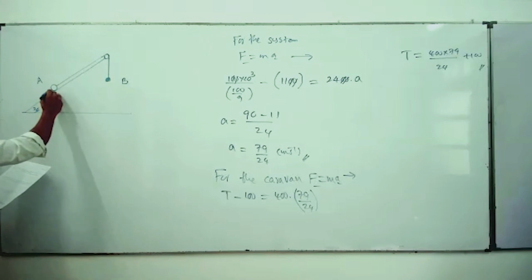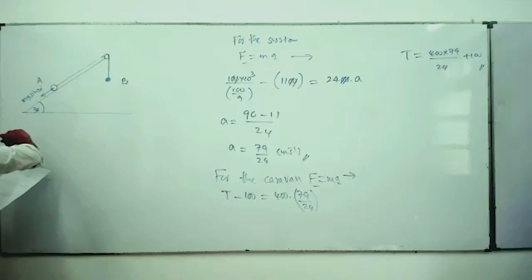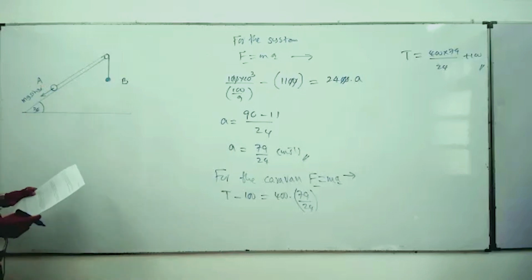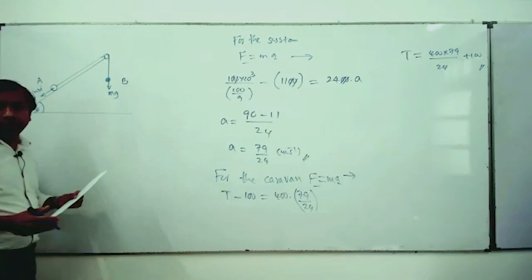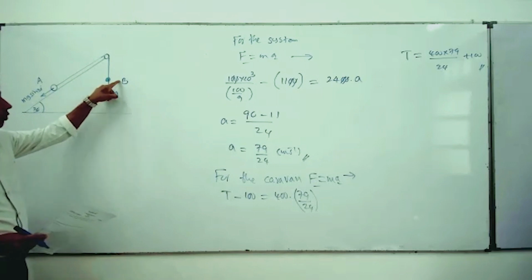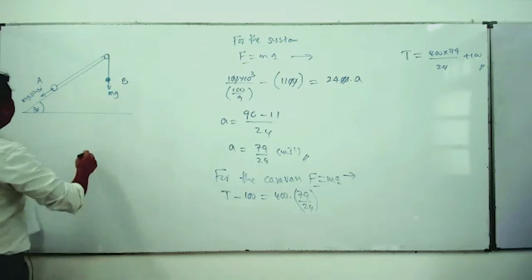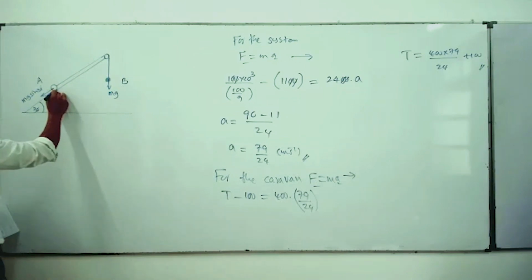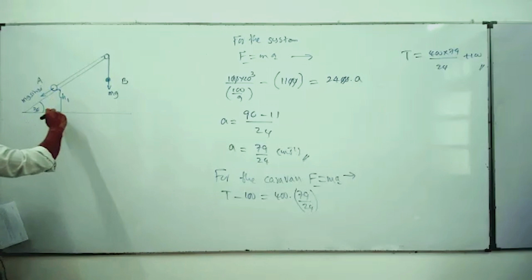Right. In this direction the force is mg sin 30, mg by 2. But here in this direction it is mg. This side is heavier, so this part is moving down and this is moving up. Initially I take the height for this one as h1, and this is h2.